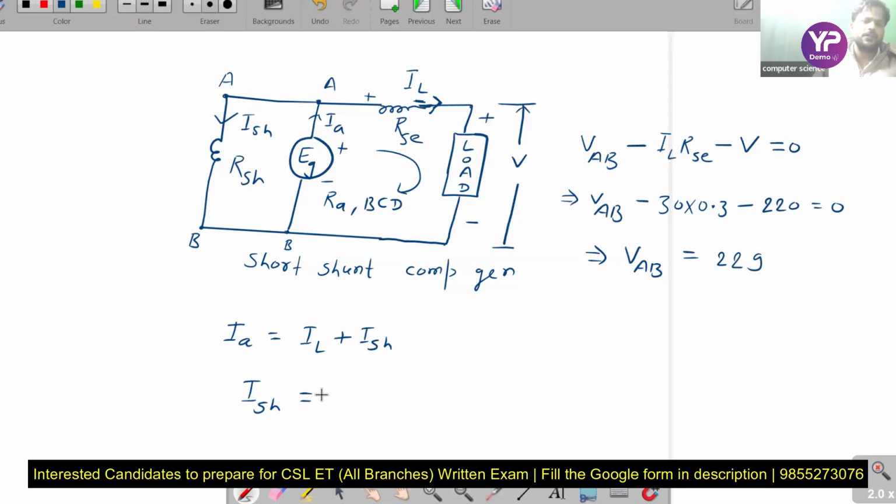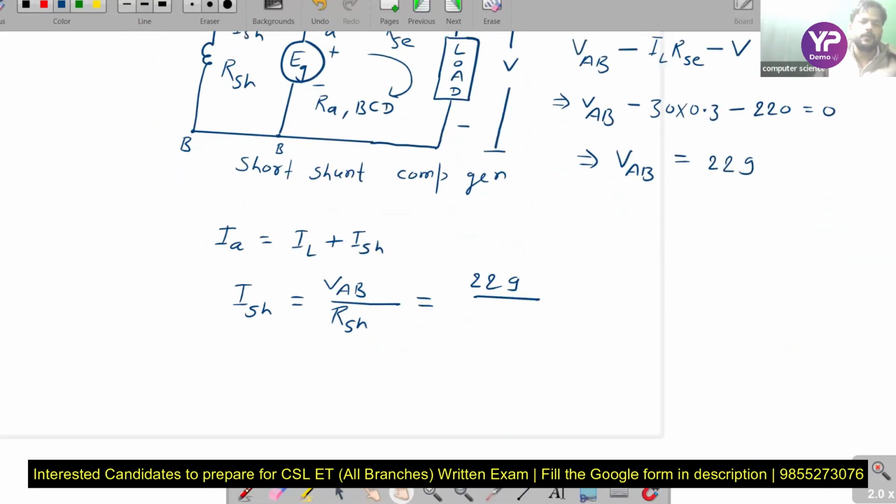Here VAB is found. So ISH is the voltage across the field winding VAB divided by the shunt field resistance of this winding, that means RSH. Here VAB is 229 and RSH, the shunt field resistance, is 220. When we simplify, we get the value of the shunt field current, and the value is 1.04.